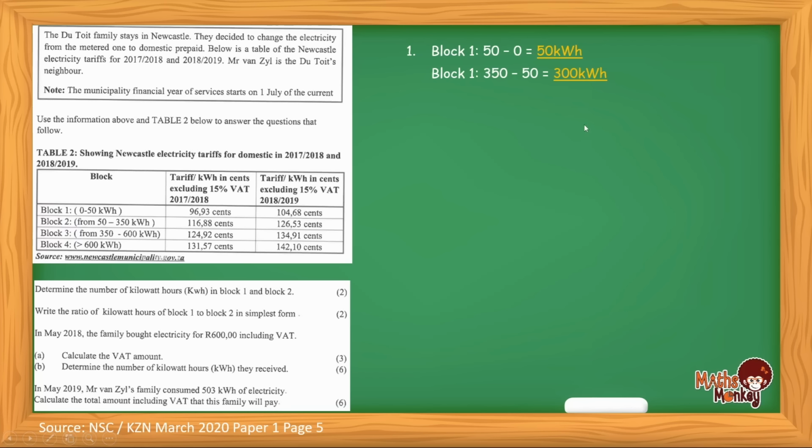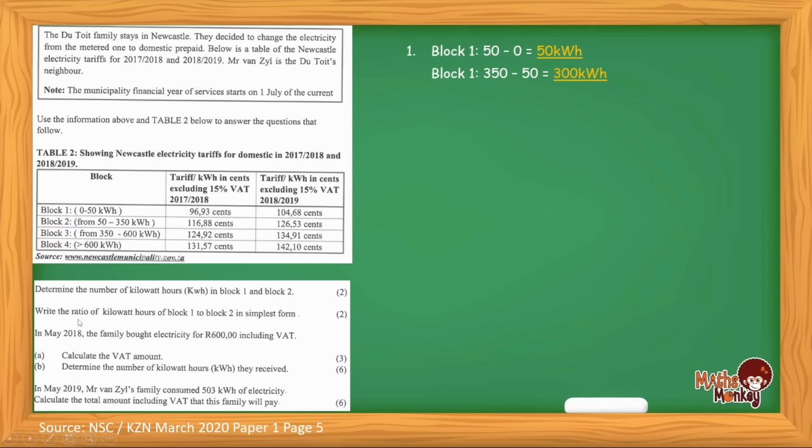So this maximum minus this maximum, because then it just makes it easier for you to figure out which values to use. So in this case now, in block 2, sorry, this is supposed to say block 2 here. In block 2, we have 350 minus 50, and in block 2, we now have 300 kilowatt hours. So we have now officially answered question 1. Please note that that block must be 2.